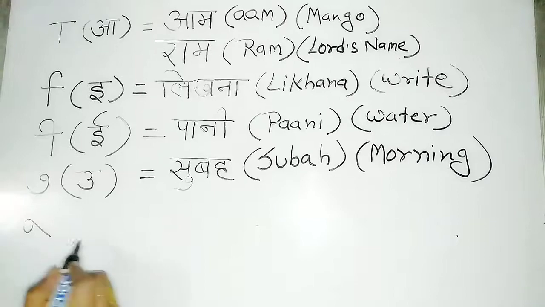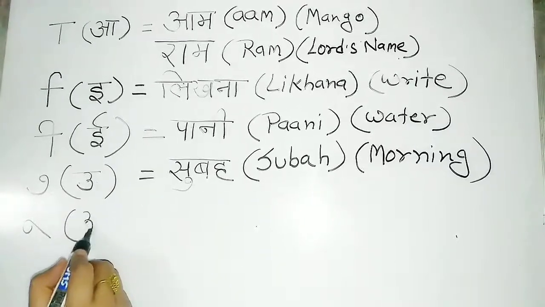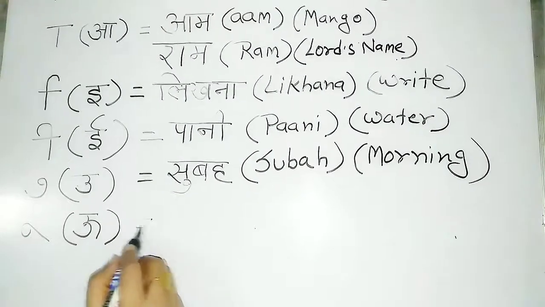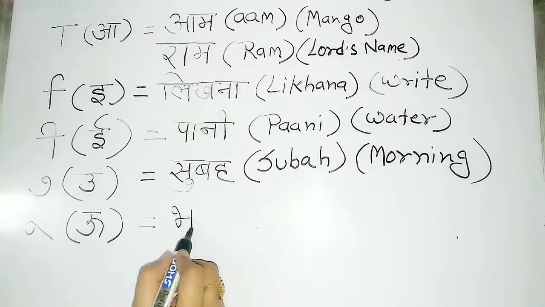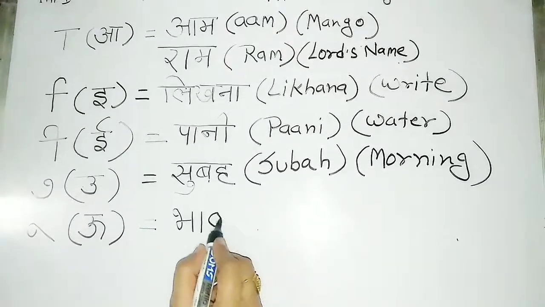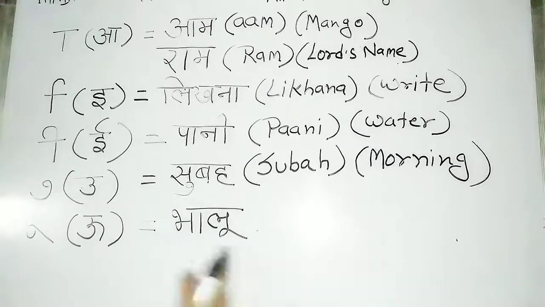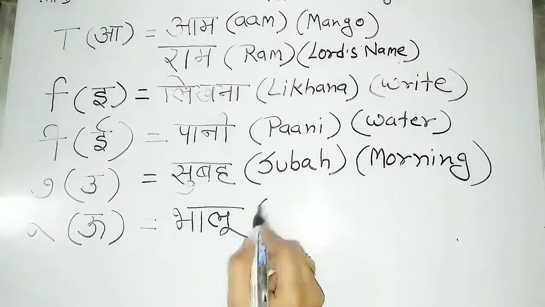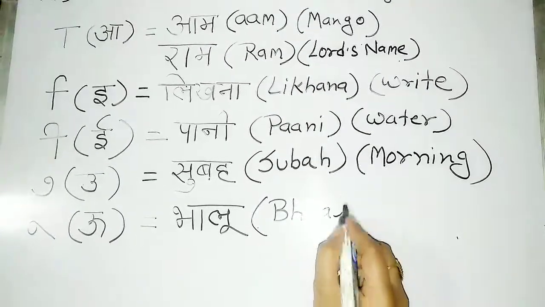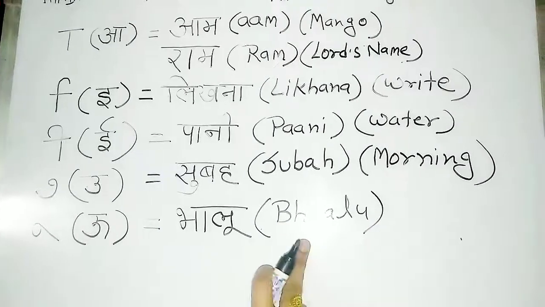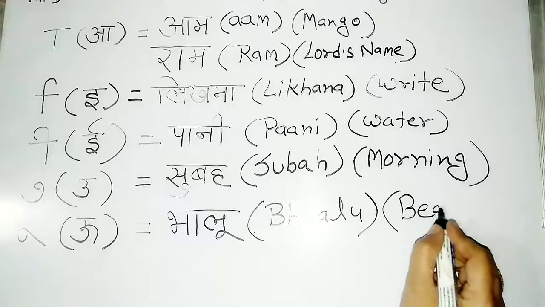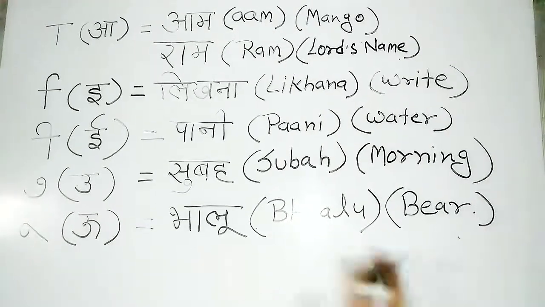So next one is big U. Bha, Bhalu. La plus the matra of big U makes Lu. Bhalu. Bhalu means bear.